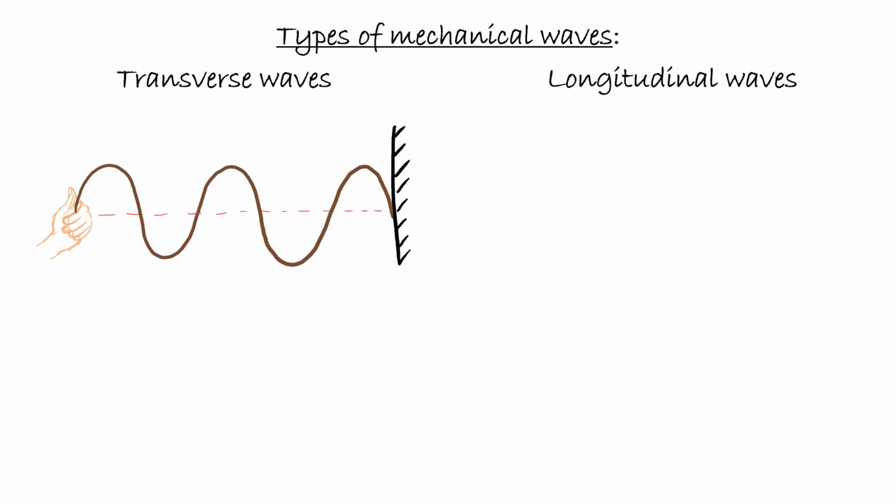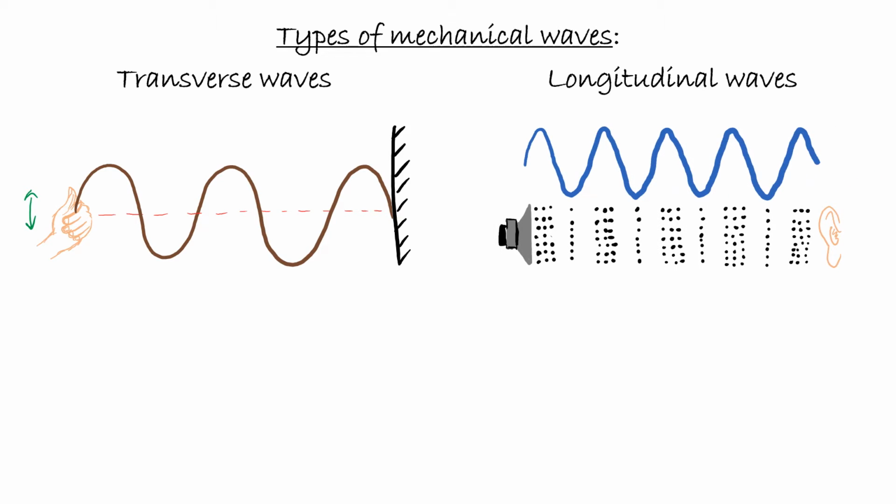Now, mechanical waves are of two types, namely transverse waves and longitudinal waves. Examples of transverse waves include ripples on a water surface or a wave created by a rope by to and fro motion of your hand. Well, basically, you swing the rope like that. Can you guess what an example of a longitudinal wave will be? That's right, it's sound itself.